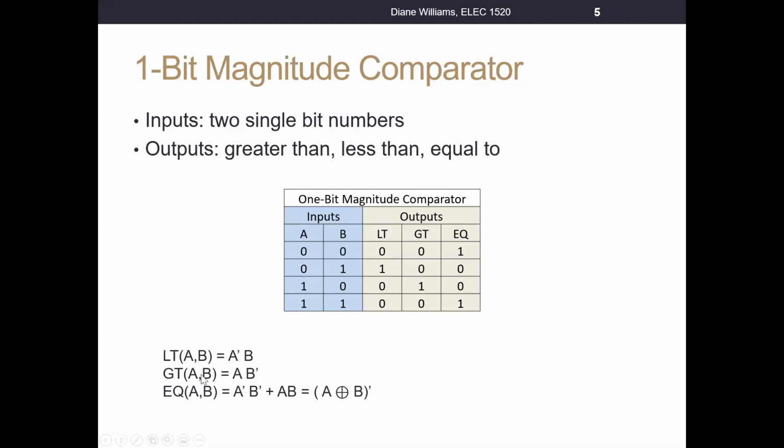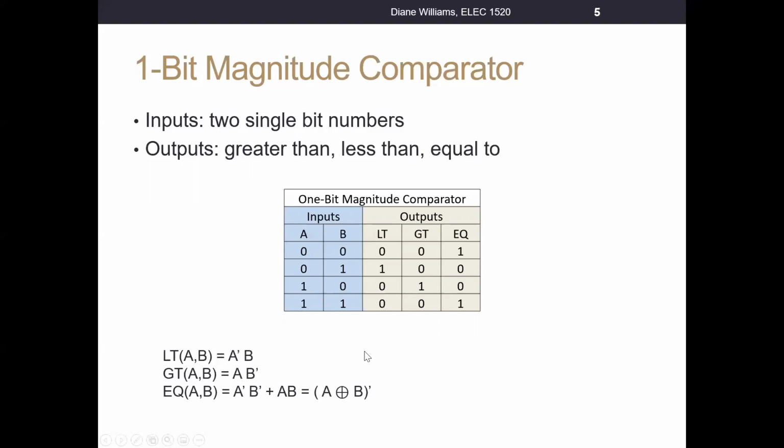For greater than as a function of A and B, there's only one case: A is 1 and B is 0. The minterm is A and not B. And then we have 2 cases where they're equal. In that case, we have A not B not, ORed with A B. And we know from our study of exclusive NOR gates, that's the XNOR gate. The XNOR gate is known as the equality gate. So we could further minimize that by saying, let's XOR A with B and invert it.